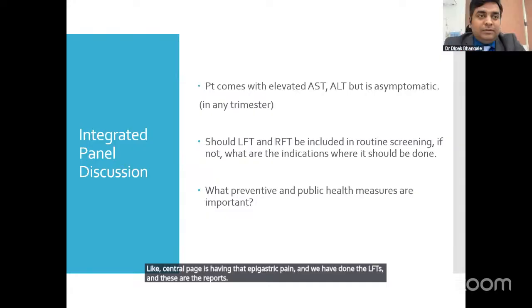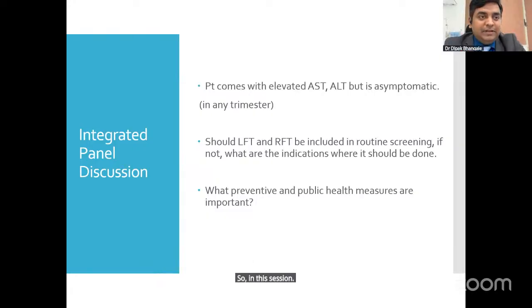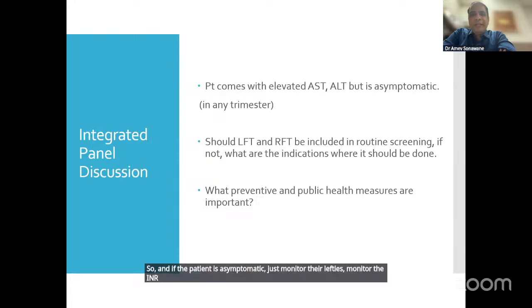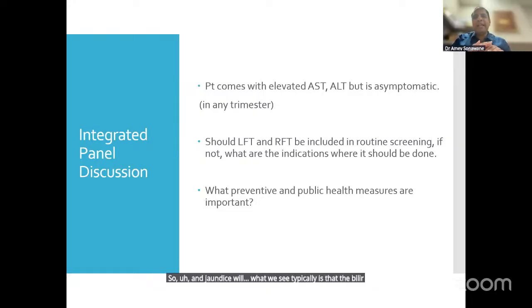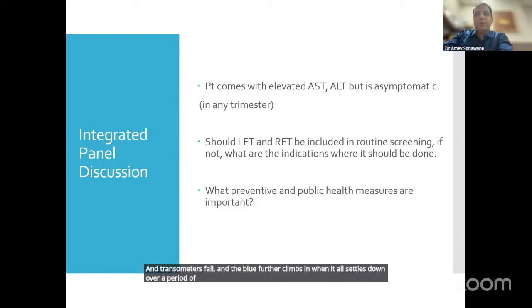If the patient is asymptomatic, just monitor the LFTs, monitor the INR, look for any clinical sign of deterioration, and eventually everything settles down over a period of 1 to 2 weeks. And in jaundice, what we see typically is that the bilirubin climbs and transaminases fall, and the bilirubin further climbs, and then it all settles down over a period of time. Up to around 1 month, the bilirubin almost returns back to normal.